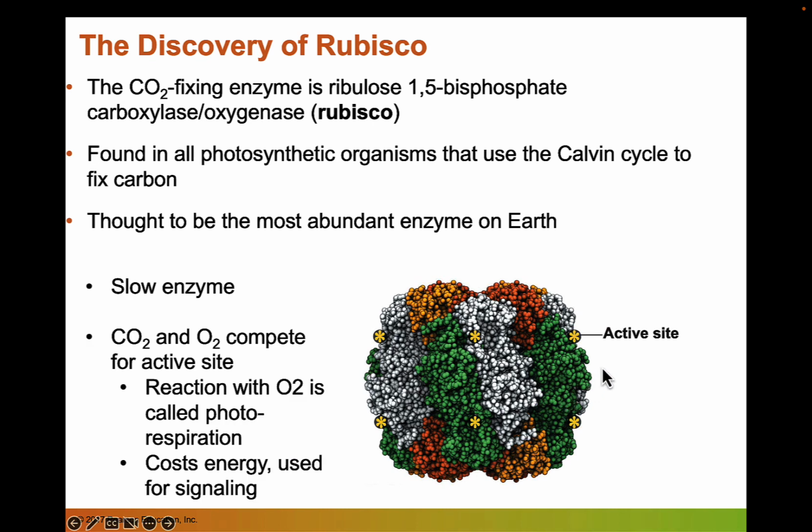But it's actually quite slow, and so it takes a really long time to catalyze this reaction between CO2 and ribulose bisphosphate, or RuBP. And in addition to being slow, oxygen can compete with CO2 for these active sites and catalyze a reaction with RuBP. This reaction with oxygen is called photorespiration, and it costs energy, so it's not super advantageous, but it's thought to be used for plant signaling.